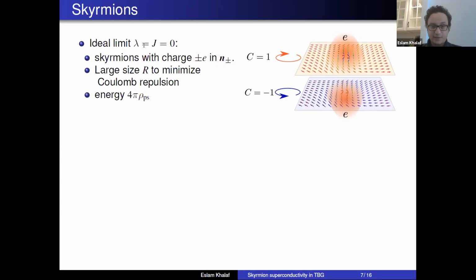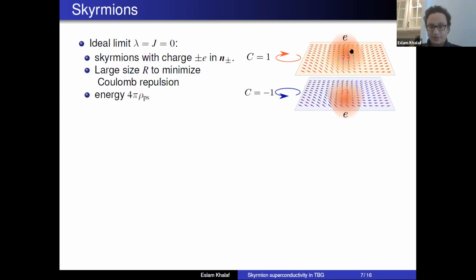If we go to this ideal limit where there are no anisotropies, then we basically have 2 decoupled systems with opposite Chern number, equal to 1. So a skyrmion in this sector would have charge e. A skyrmion in this sector would have the opposite charge, or alternatively, if we take an anti-skyrmion in the opposite sector, it would have the same charge.